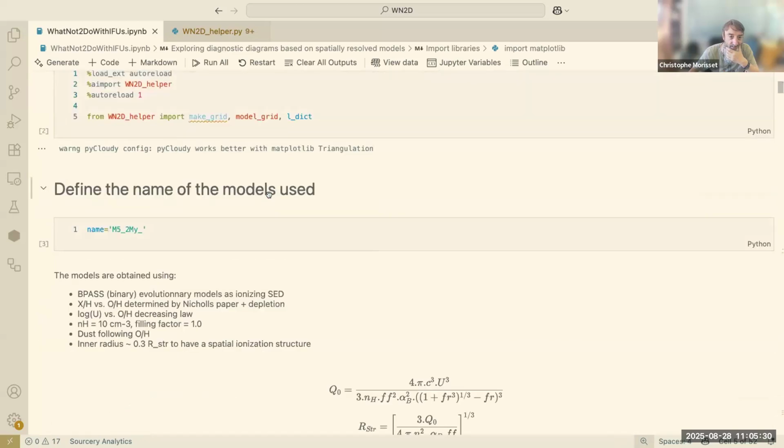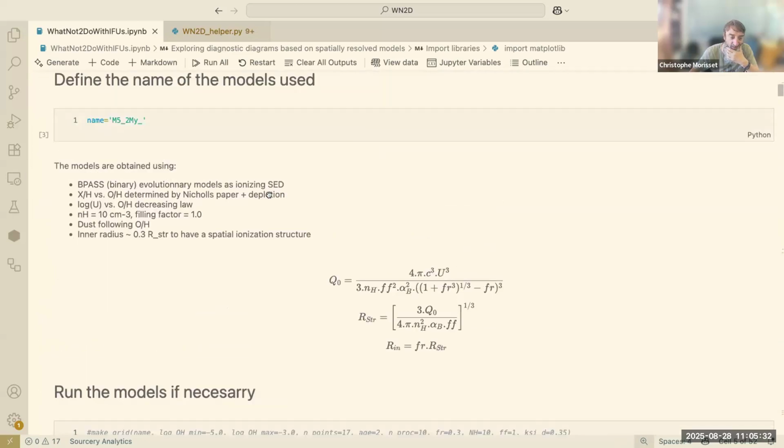So here is the photoionization model, Cloudy, which I ran with the latest version that they published 2 days ago. The ionizing source is BPASS, so binary, including stellar evolution models and stellar atmospheres and all these kinds of things. So it's quite a good description of the spectral energy distribution.